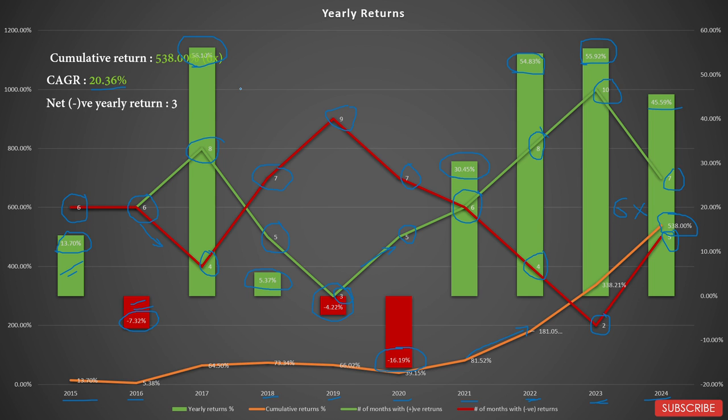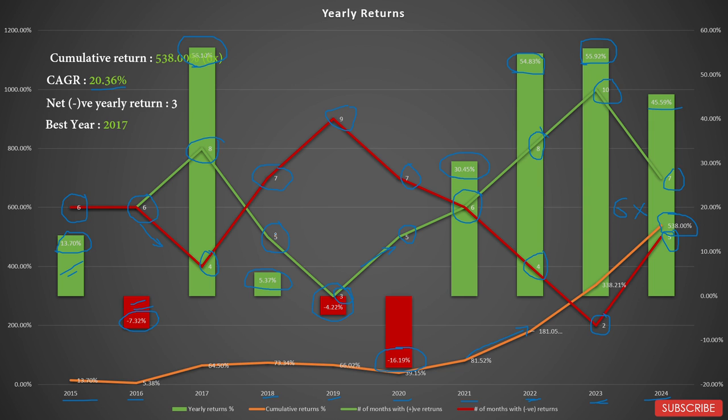Net negative yearly returns. So these are three. Now this is not good. So in the last 10 years, 3 years are net negative. Not the best, I would say. We have seen the majority of the sectors performing better in terms of net negative yearly returns.